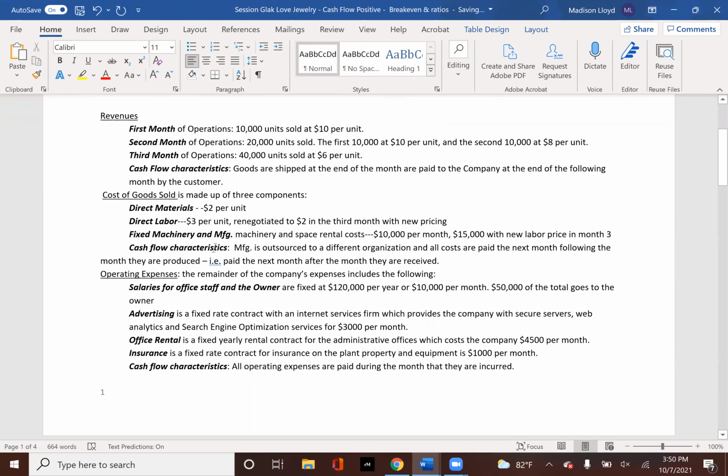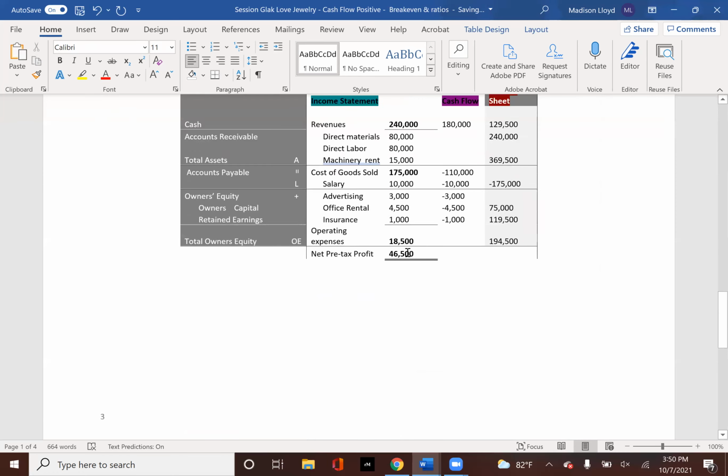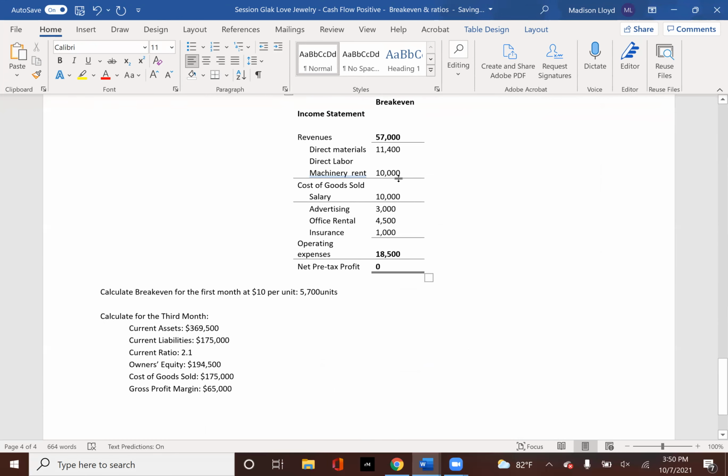$3 per unit. Sorry. Okay, $3 per unit for your direct labor. So we'll do that now. 5,700 units times $3 is going to equal 17,100. Now you're going to add these up to get your cost of goods sold.